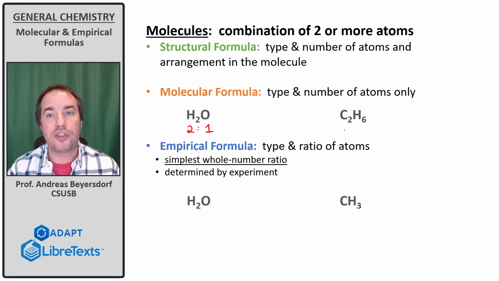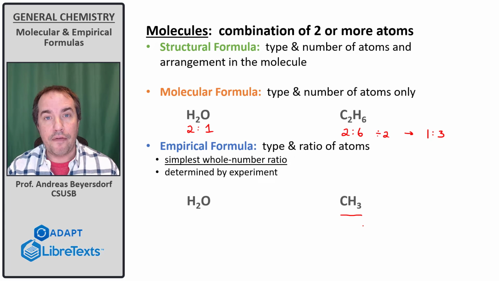But for C2H6, we have 2 carbons for every 6 hydrogens. Notice that both 2 and 6 are both divisible by 2. So I can take this and I can get that this is the same as a 1:3 ratio. And therefore, the empirical formula for C2H6 is CH3. Now, empirical formulas are very useful because they are what we find a lot when we do experiments in the lab. Empirical is just another name for experimental.